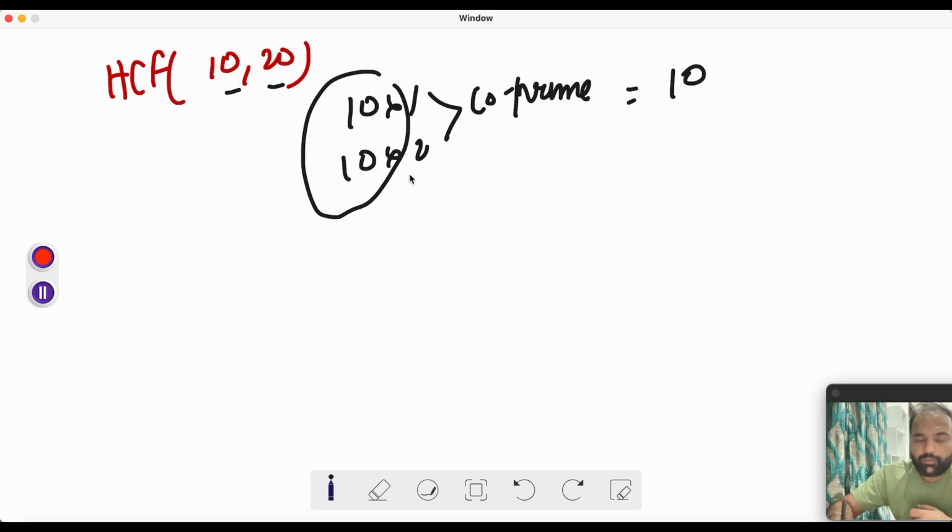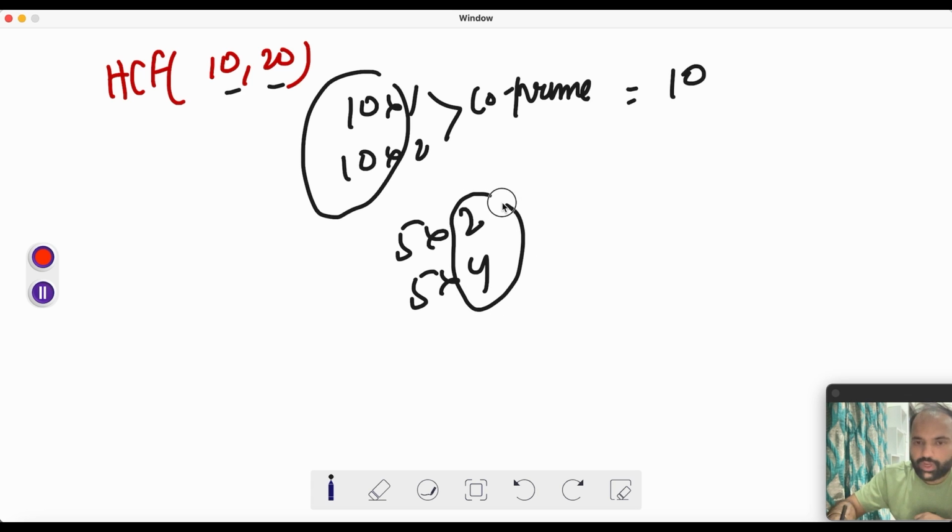But some of you may say we could have written it this way as well. Well, you could have expressed it this way, but then you cannot derive the HCF from it because 2 and 4 are not co-prime. They have more than 1 in common. So this would be wrong. So HCF would be 10.